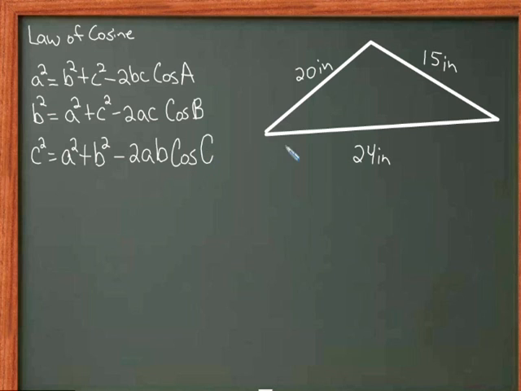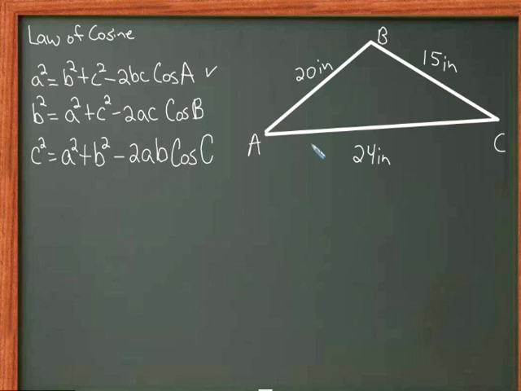If we want to find one of the angles, we have to label them. So we'll label this one A, this one will be B, and this one will be C. Let's say we want to find what angle A is. We're going to use the top equation, because that one has the angle A. We check that one off and fill in the blanks.